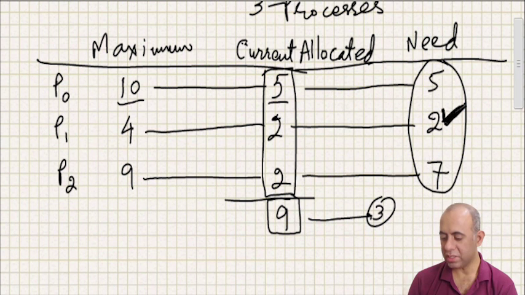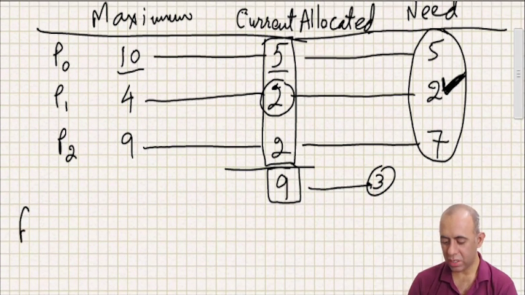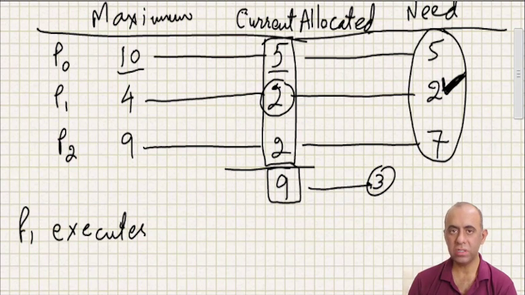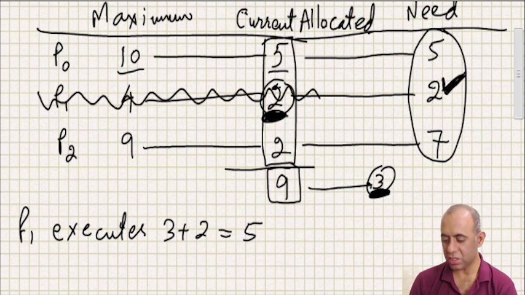It is going to execute, and it is going to release its current allocation. So P1 executes and it releases all the resources it was holding, which were 2. Previously 3 were available, so now 2 more become available: 3 plus 2 equals 5 become available to the operating system. So process P1 is done executing and is out of the picture because it has finished execution.